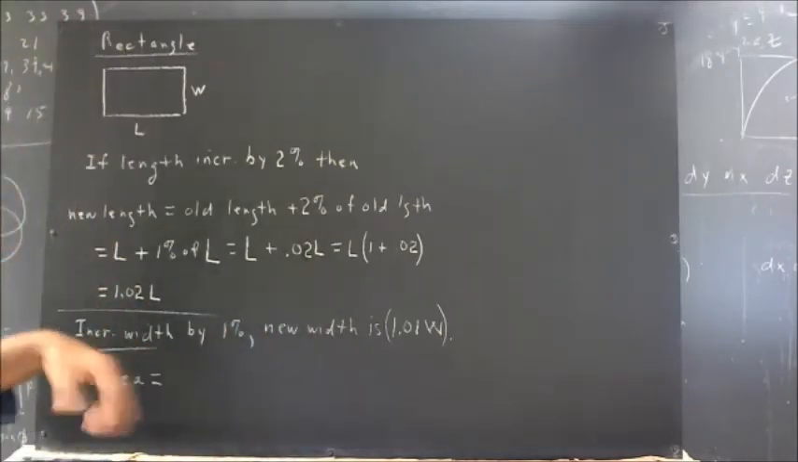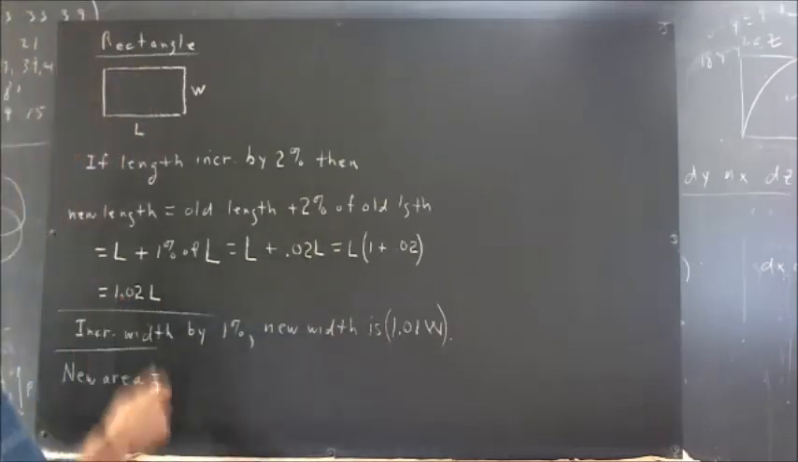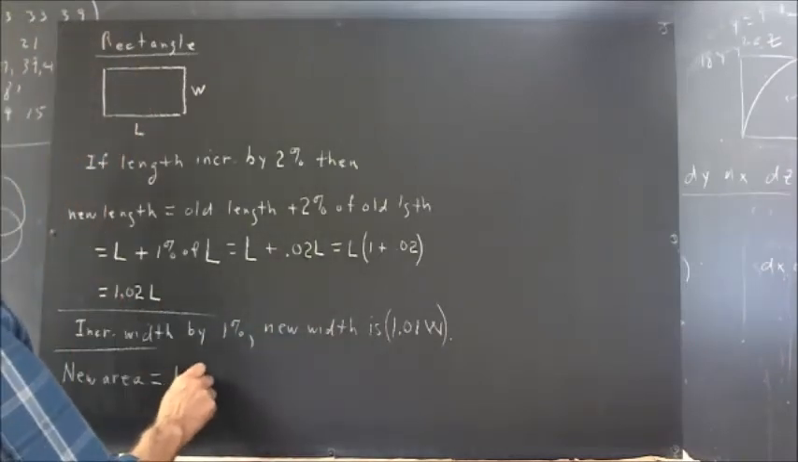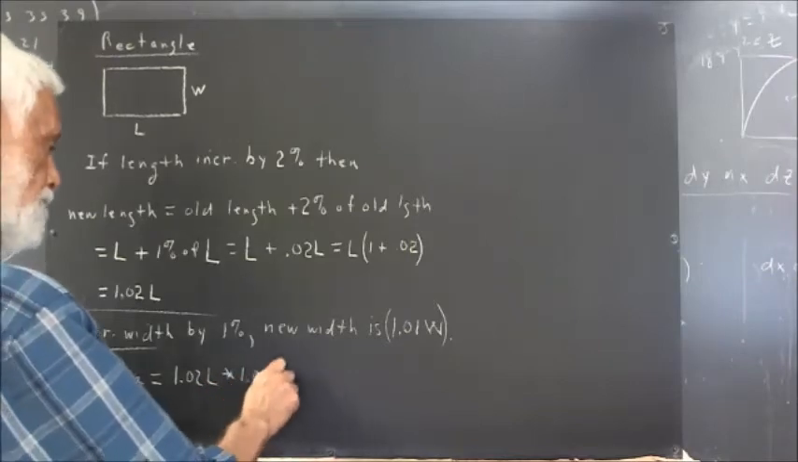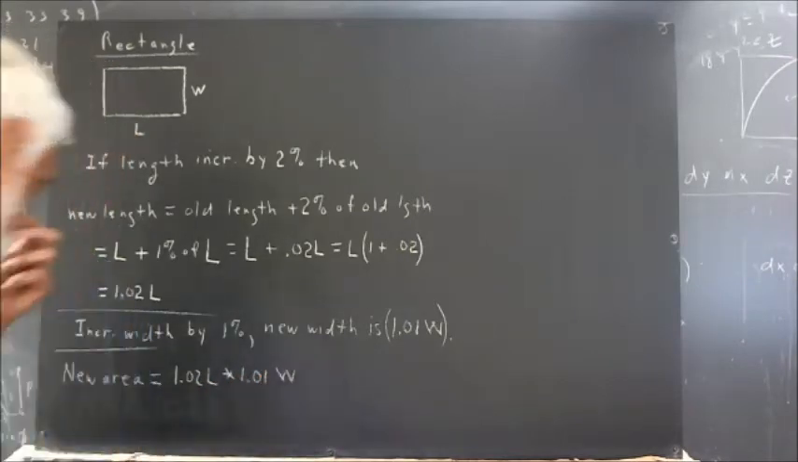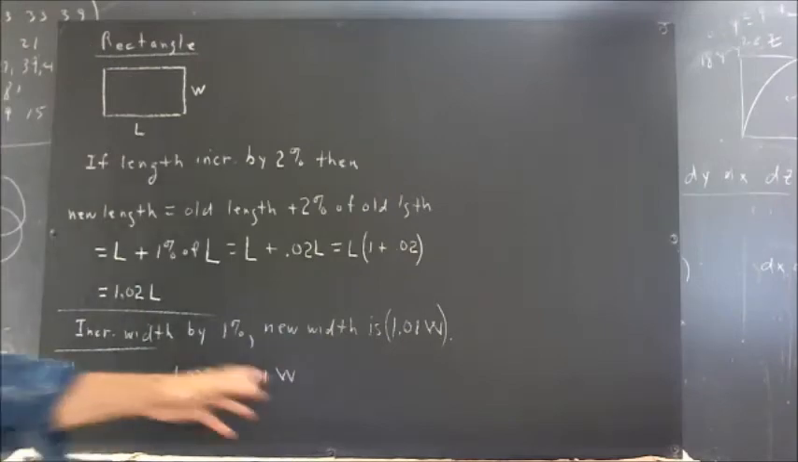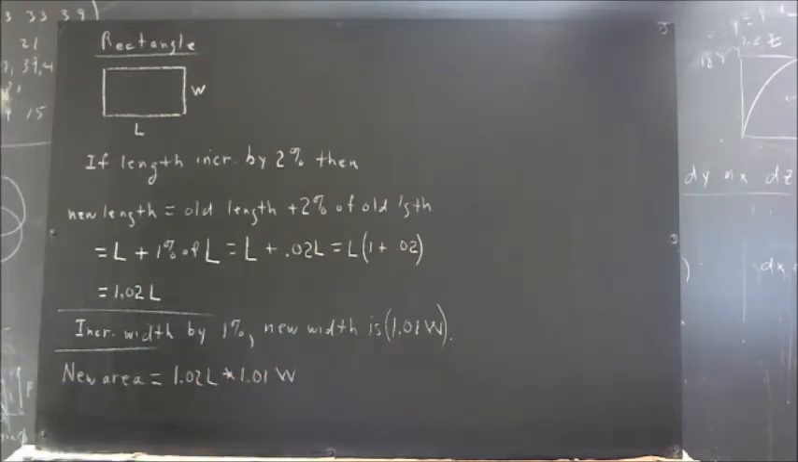I'm not going to write that down. I'm just going to write the expressions down. The 1.02 L multiplied by the 1.01 W. And of course, we can multiply that out. Now you take your calculator and multiply it out, but you really shouldn't. You should remind yourself what all this means. But you know, I didn't say not to.